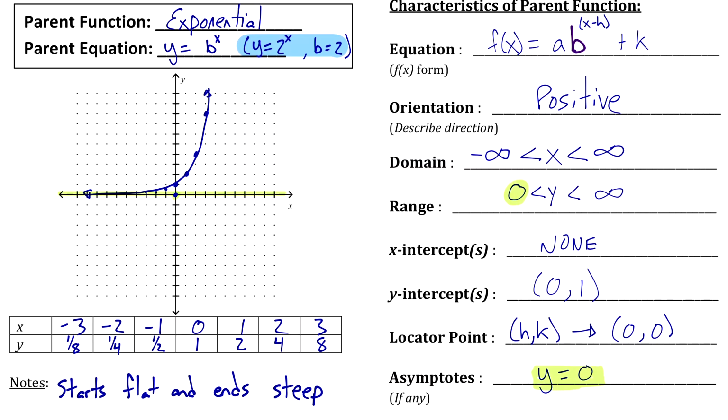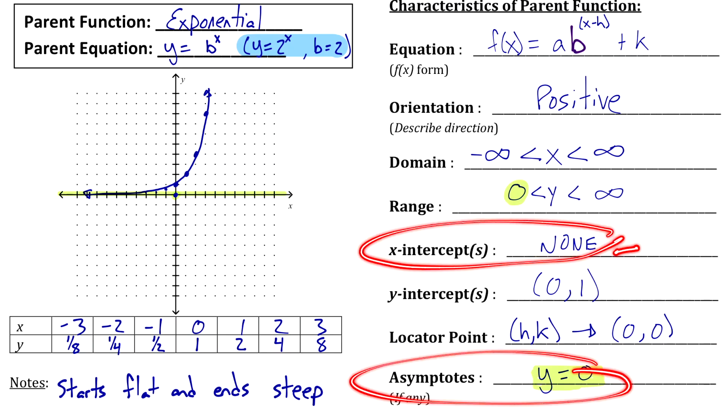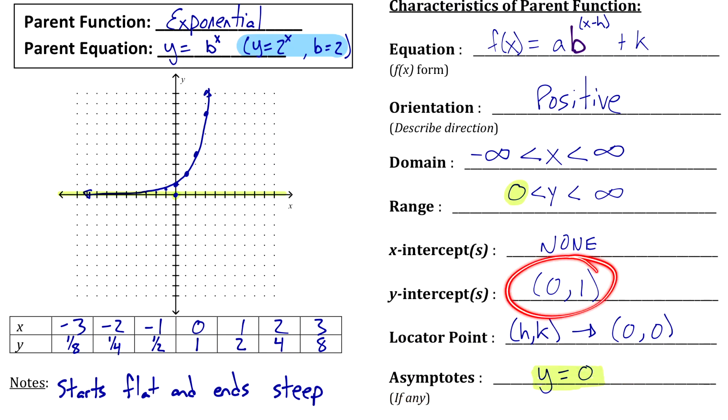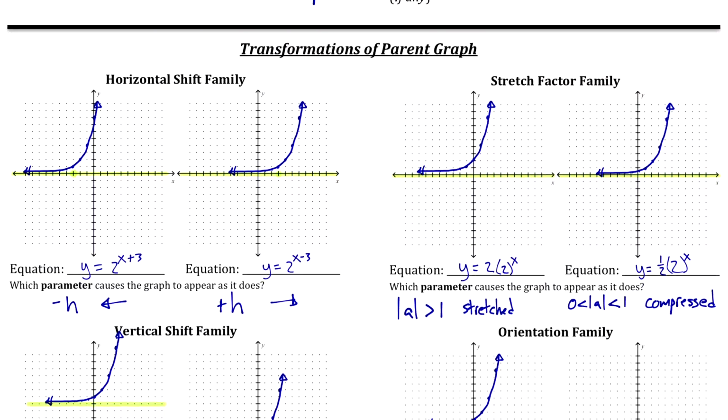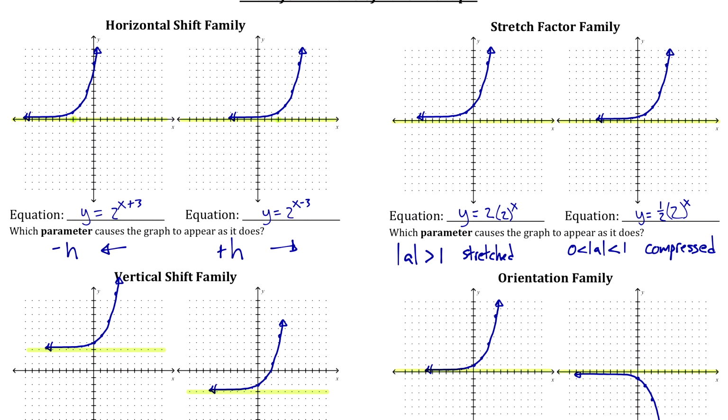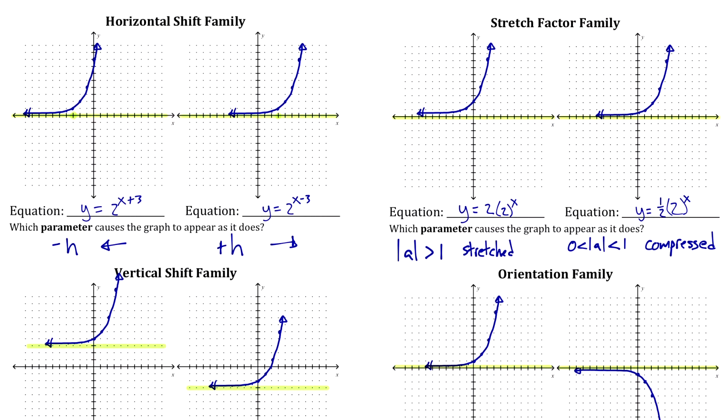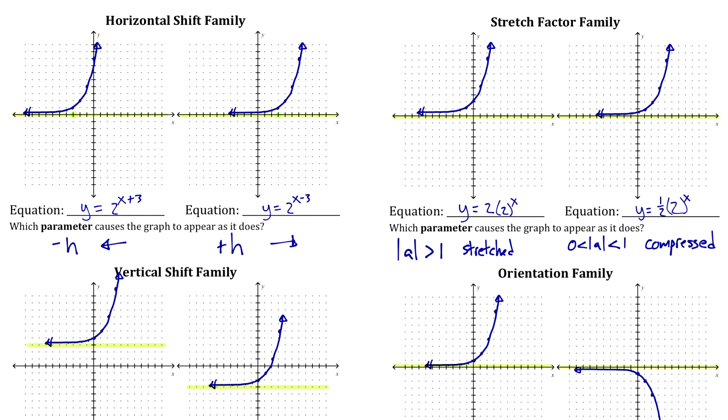All right, in this case, you'll notice because the asymptote's at y equals 0, there is no x-intercept, but there is a y-intercept at (0, 1). It does cross it there. So this changes, obviously this changes with our shifting, and we notice it more with the vertical shift.